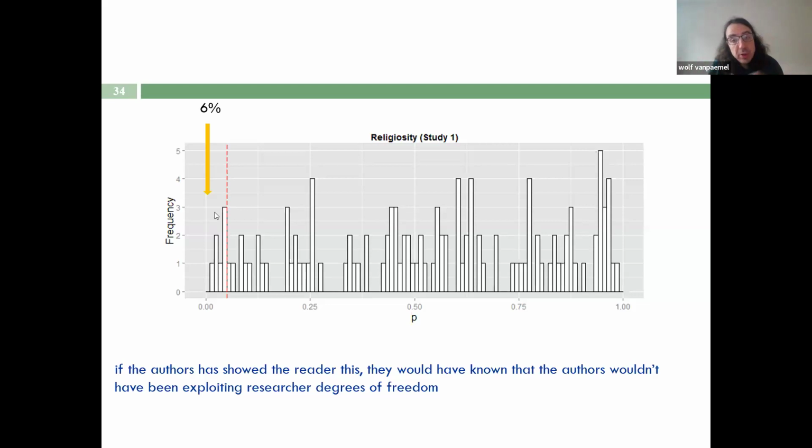So if you do show pictures like this, or better, I'll come back to that in a second, then you give some ammunition to the reader to say, okay, I'm less skeptical now that they've been trying out different stuff and only reporting what has worked best.